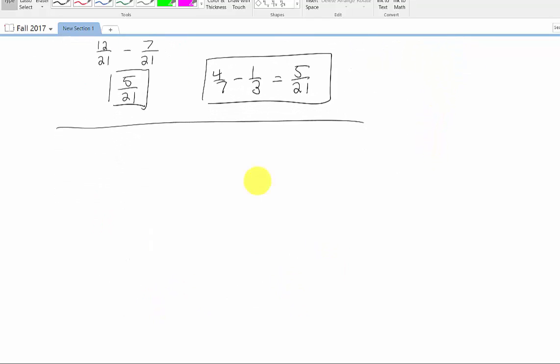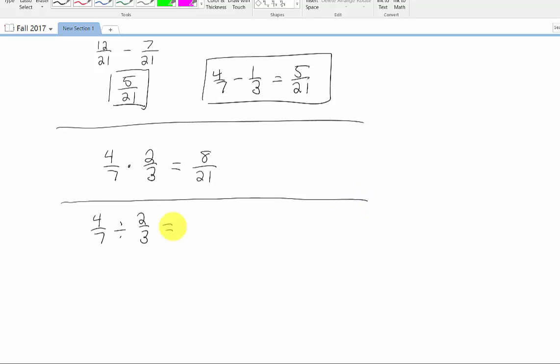Just really quickly, in case it wasn't clear, let's multiply a couple of fractions. 4/7 times 2/3. We do not need a common denominator. We just multiply straight across the numerator and straight across the denominator to get our answer. Again, we only need a common denominator when adding and subtracting fractions.